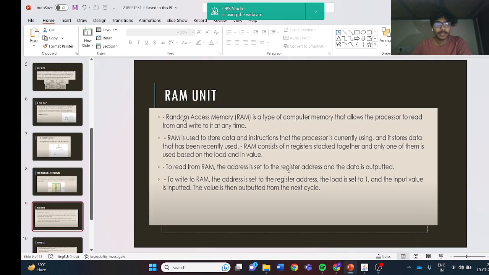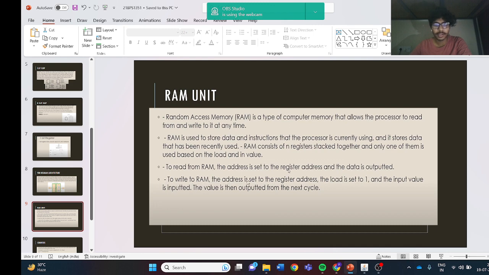RAM unit. What is RAM? Random access memory is a type of computer memory that allows the processor to read from and write to it at any time. RAM is used to store data and instructions that the processor is currently using, and it stores data that has been recently used. RAM consists of n registers stacked together, and only one of them is used based on load and address value. To read from RAM, the address is set to the register address and data is outputted.